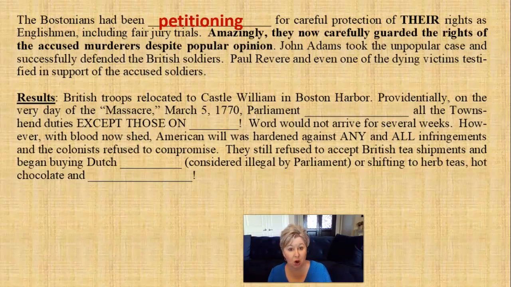Results. The British troops were all relocated. They were pulled out, relocated at least temporarily to Castle William, which was out in Boston Harbor, which really relieved a lot of the tension.